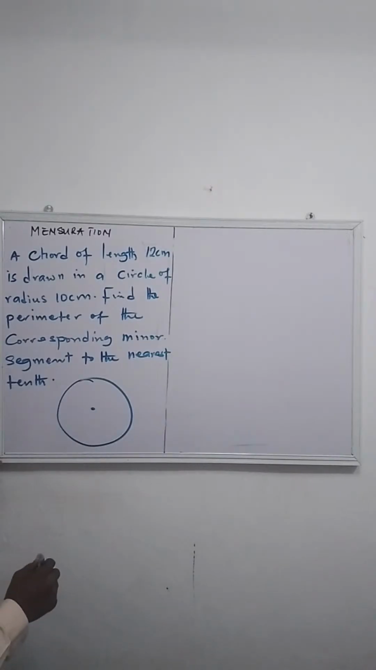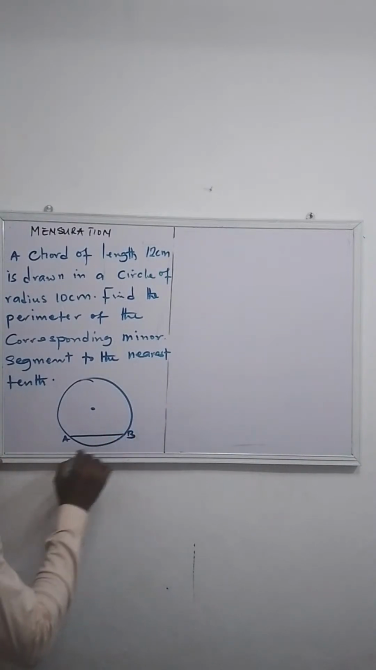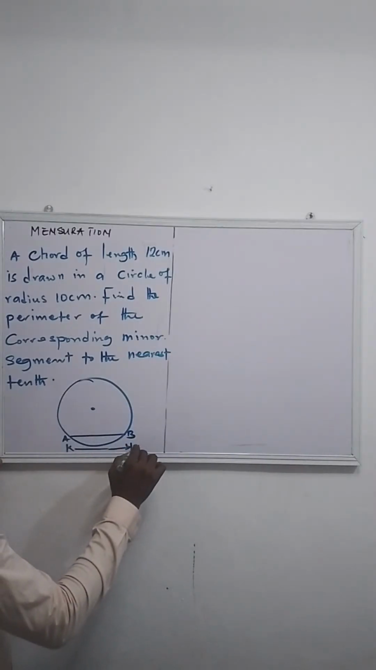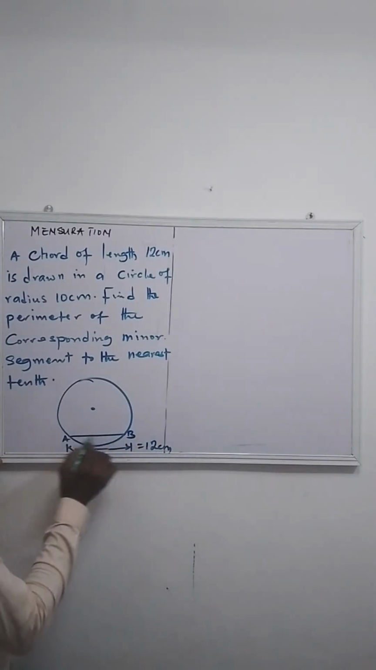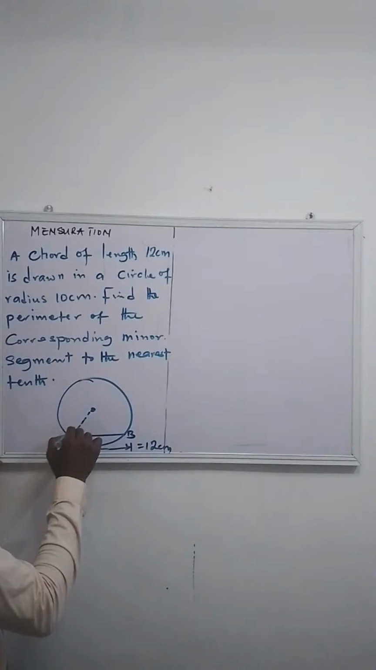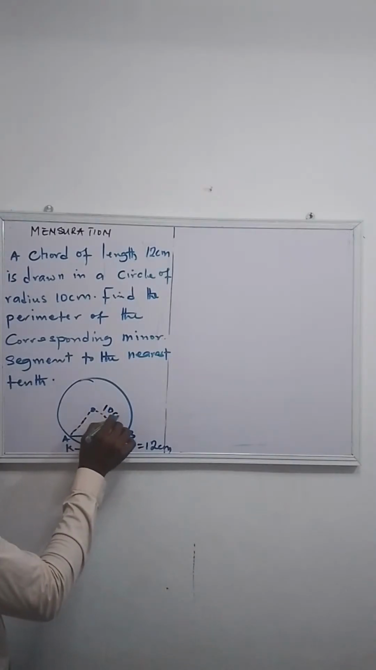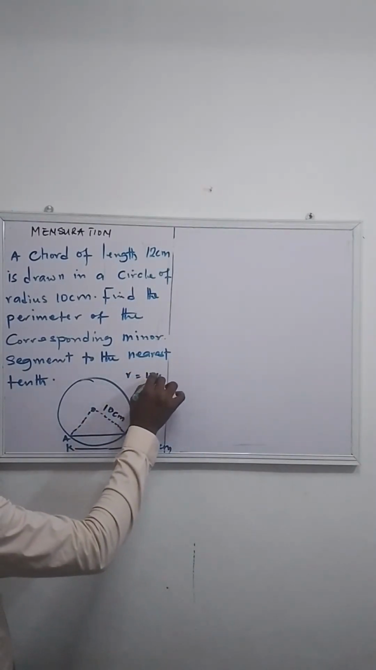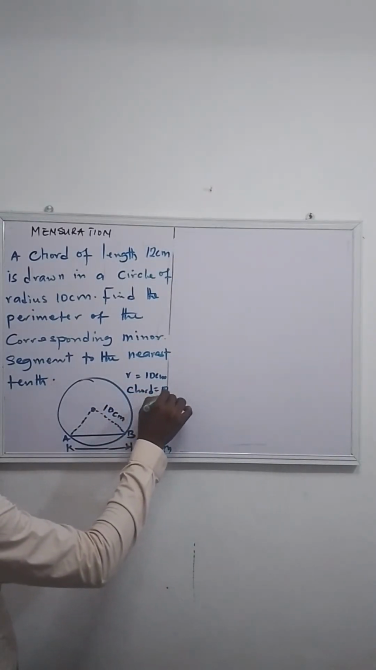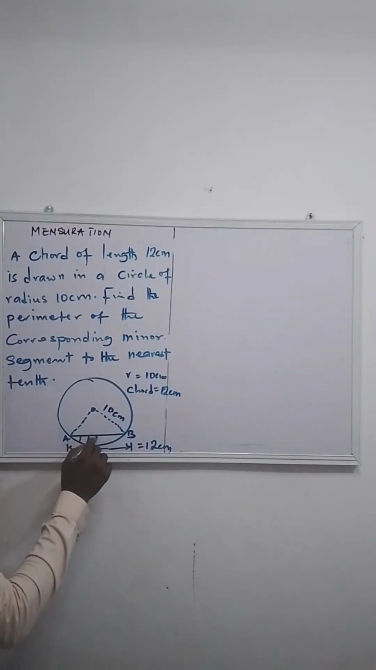Now look at it. We have a chord. This is a chord called AB. Now the length of the chord has been given. The length of the chord is 12 centimeter. That's the length of this chord, AB. All right. Now we have the radius. The radius is also given in the question. What is the radius? 10 centimeter. So r is 10 centimeter. Chord is 12 centimeter.